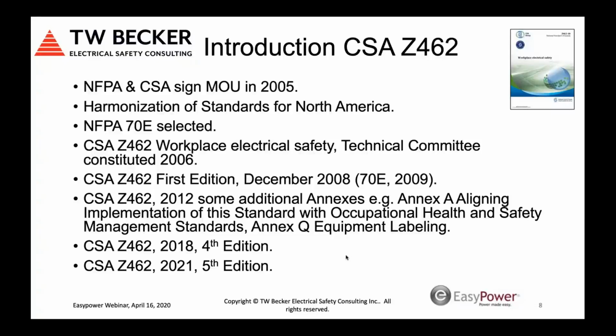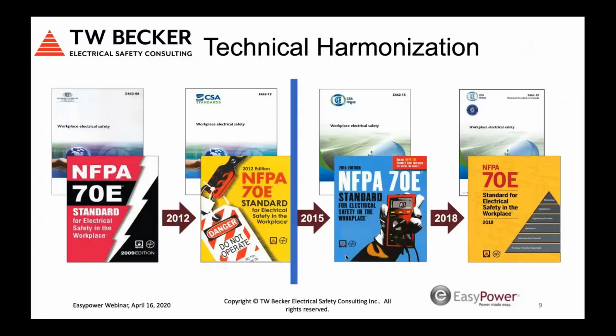So we have the 4th edition, again, 2018, and we're moving to our 5th edition, 2021, for Z462 in parallel with NFPA 70E at this point in time. So technical harmonization: this is the last 4 editions of Z462, and we have remained technically harmonized. Again, they look different. They're structured differently based on CSA and NFPA's requirements of how they format their documents. And as I indicated, we included some additional annexes, and there'll be minor tweaking changes, but the technical harmonization is still in place.